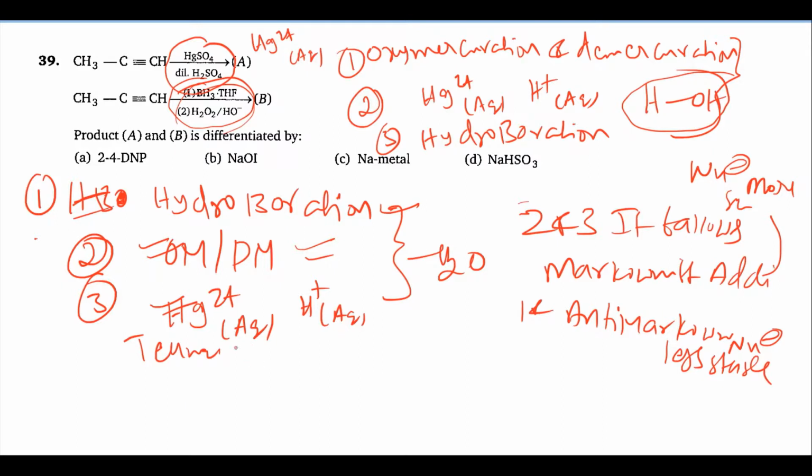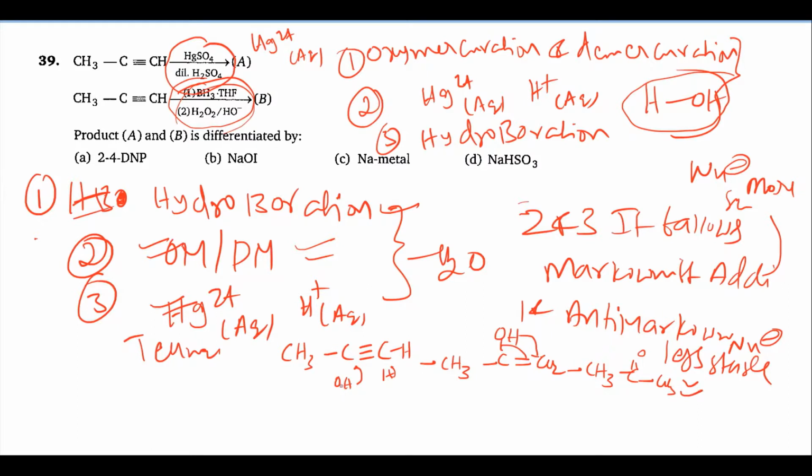First, HgSO4. This is CH3 C triple bond CH. Water is going to add by Markovnikov's addition. OH is added here, H is added here. Then CH3 C(OH) double bond CH2. Then the hydrogen is attached to this, and the double bond is going to shift. Then you are going to get a ketone.